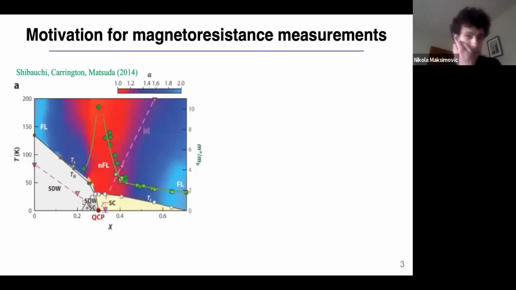So of course, here's the motivation for magnetoresistance measurements. I've plotted here the very famous phase diagram of the phosphorus-doped barium-122 compound. Probably the most interesting thing about this phase diagram is that the material is a high temperature superconductor. And I think the second most interesting thing is the behavior of the electrical resistivity in the normal state.